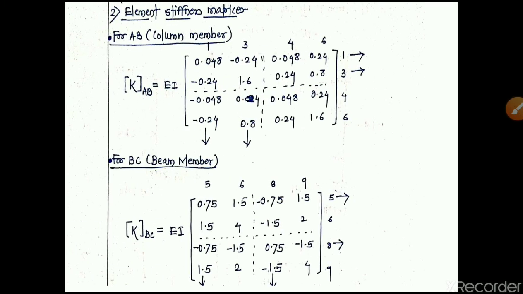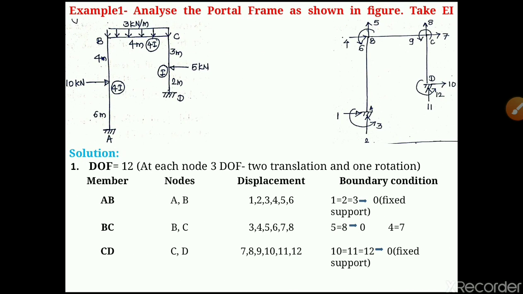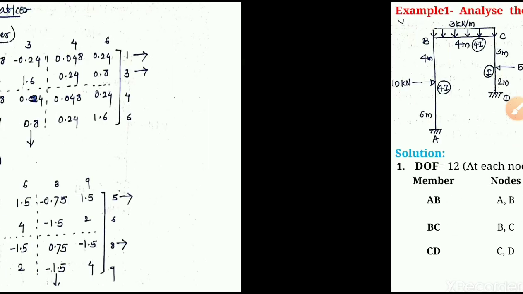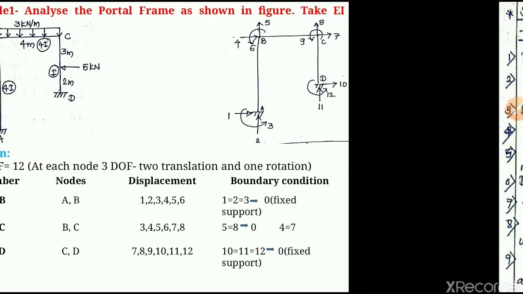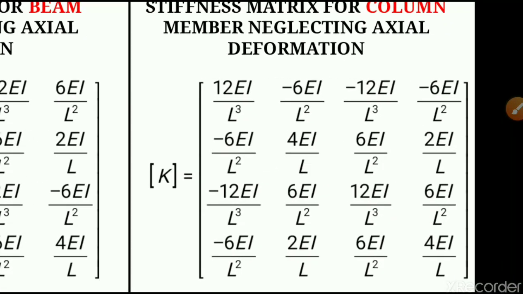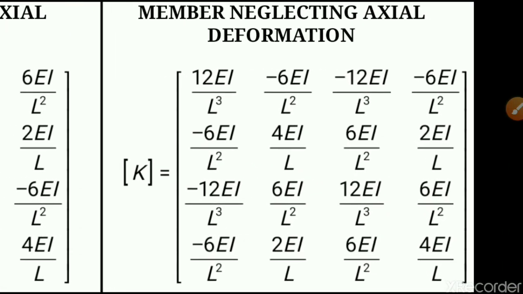Second step, determine element stiffness matrices for all the members. So, 3 members. Very first, that is AB column. According to the standard matrix that is given in previous slides, calculate the stiffness matrix of member AB. For member AB, the length of AB is total 10 meter. So simply you have to put L is equal to 10 in this matrix, and you will get the stiffness matrix for member AB.